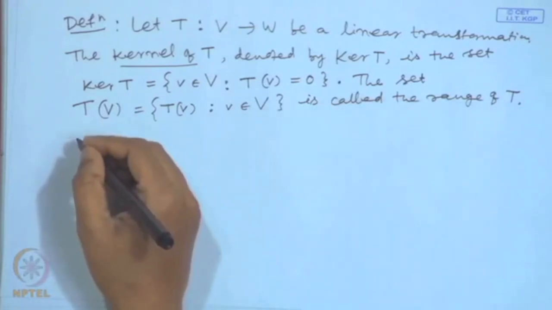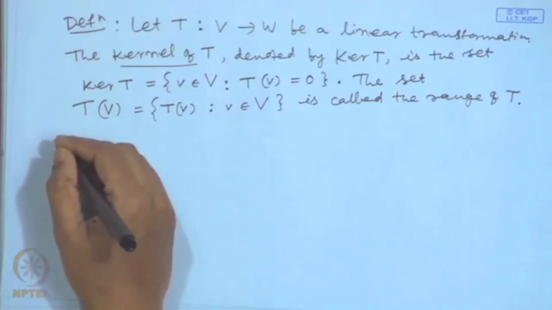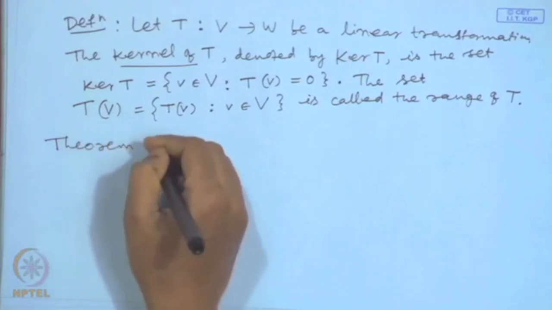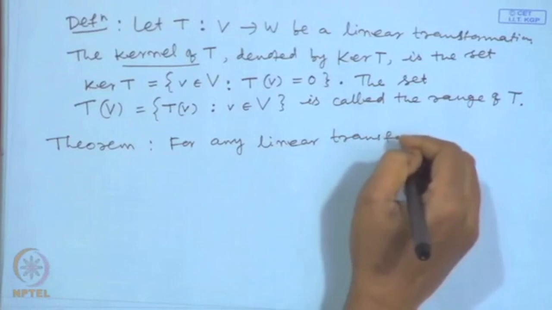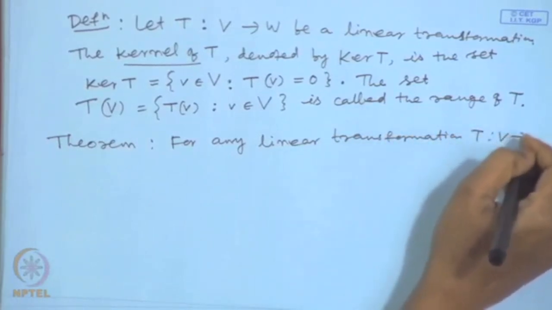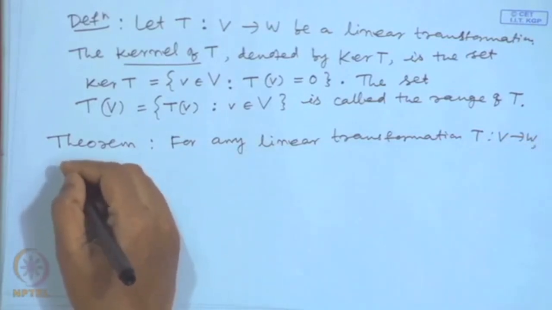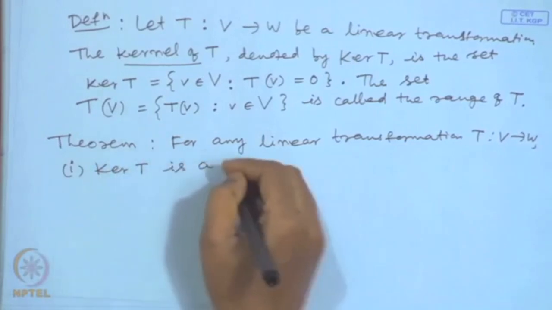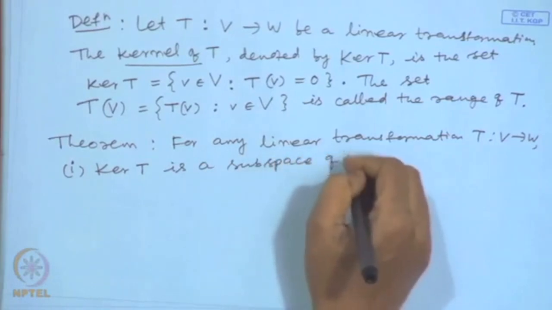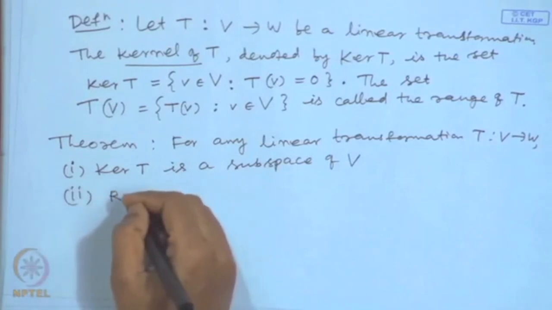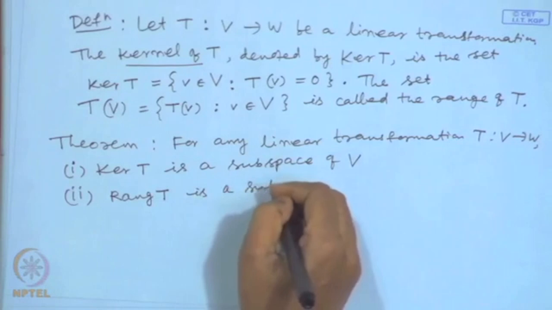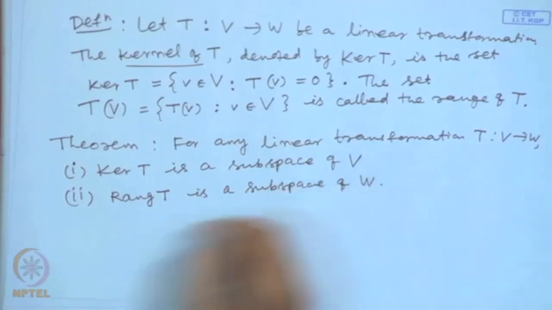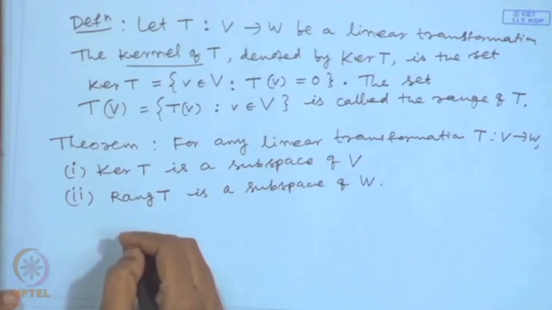So, for any linear transformation T from V to W, one can check easily that the kernel of T is a subspace of V, and the second result is that the range of T is also a subspace of W. One can check that easily by using the definition of a linear transformation, and it is not hard to check.